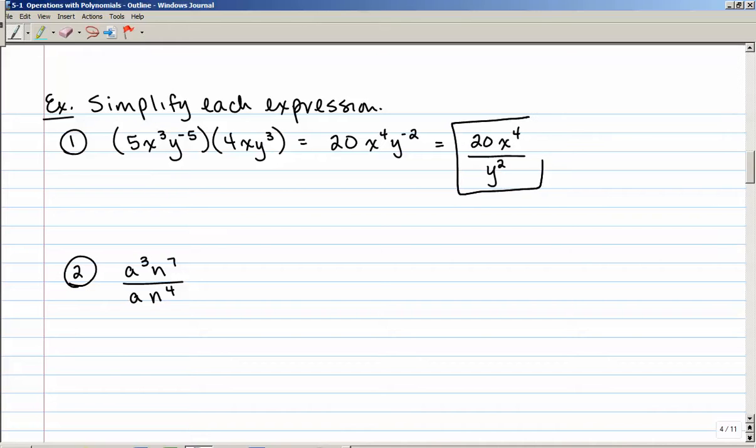Example number 2. a to the third n to the seventh divided by a n to the fourth. So I'll treat my a's separately, so it's basically a to the third divided by a. Subtract your exponents, that gives me a squared. N to the seventh divided by n to the fourth. Subtract your exponents, that gives me n to the third.